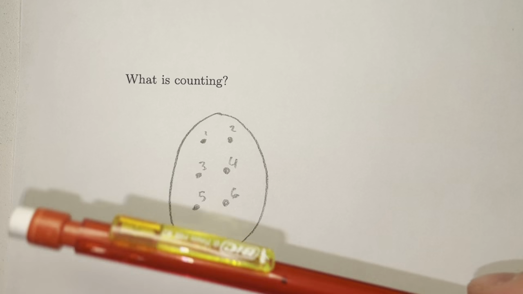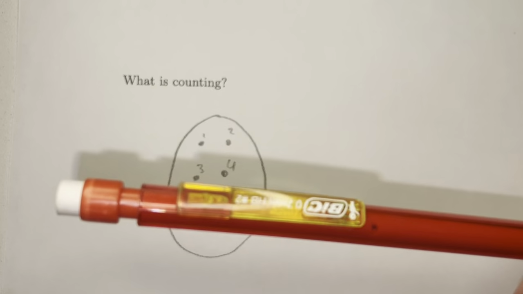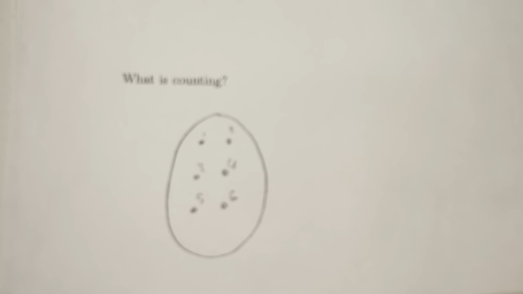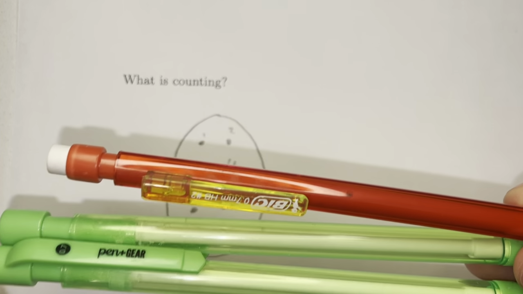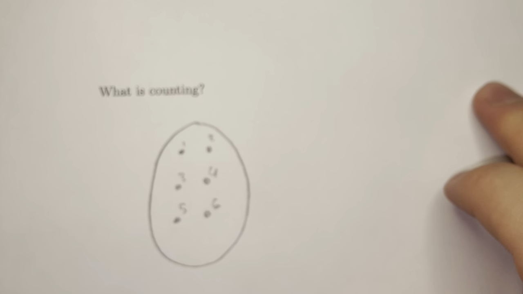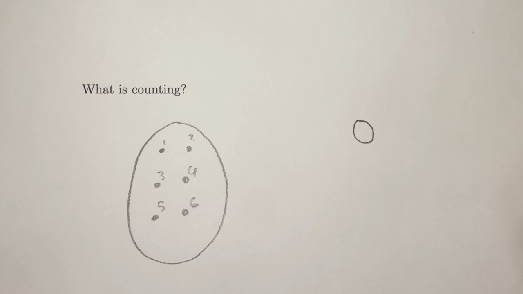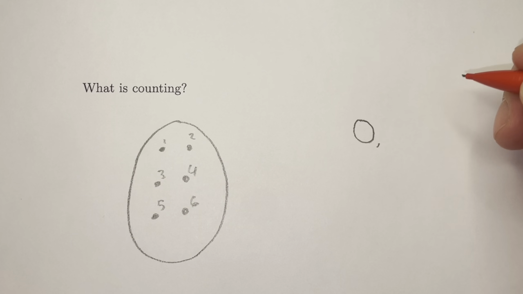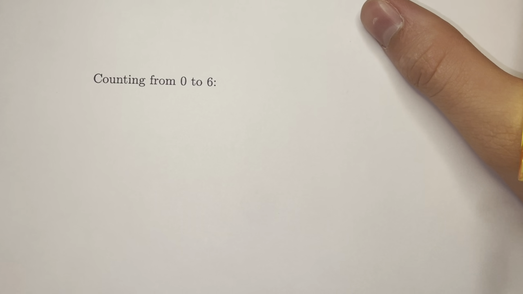So for example, if I have one pencil, and now suddenly I've acquired another pencil, we can say I went from having one pencil to two pencils. And if I acquire another pencil again, I'd have three pencils. And that's kind of the concept of counting. We're going from 0, and we're just gaining another object for our group. So from 0 to 1 to 2, and so on. So let's go ahead and actually count from 0 to 6.